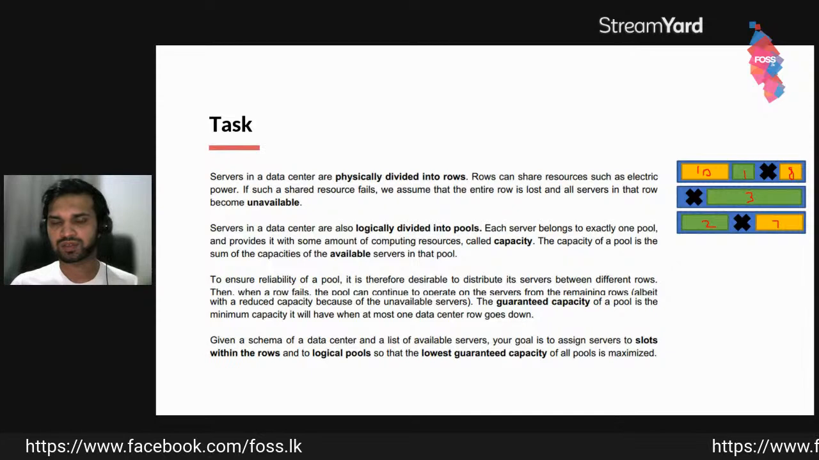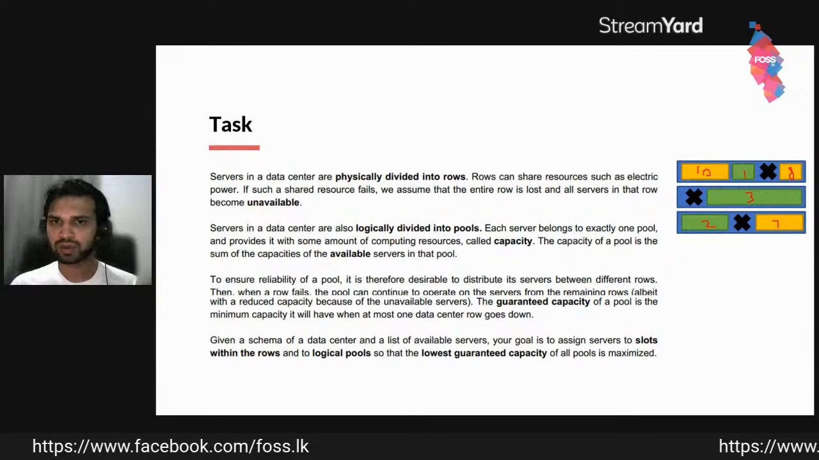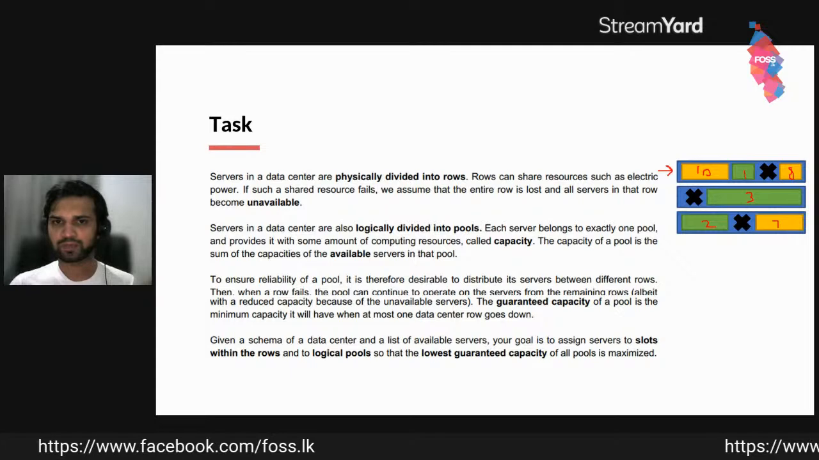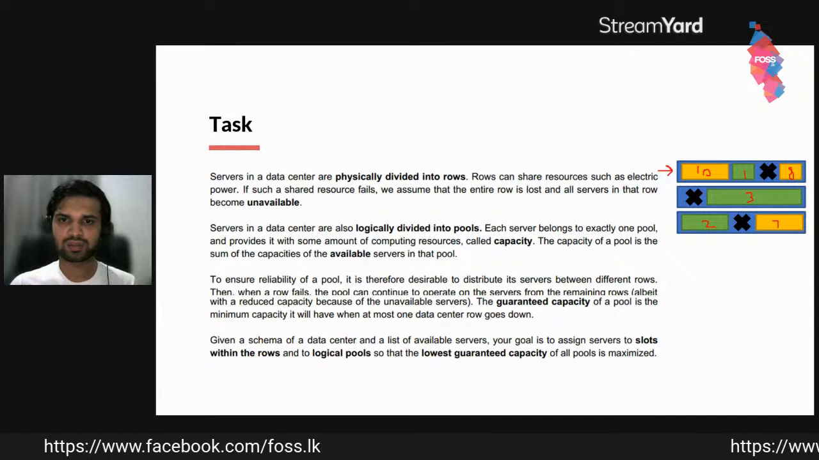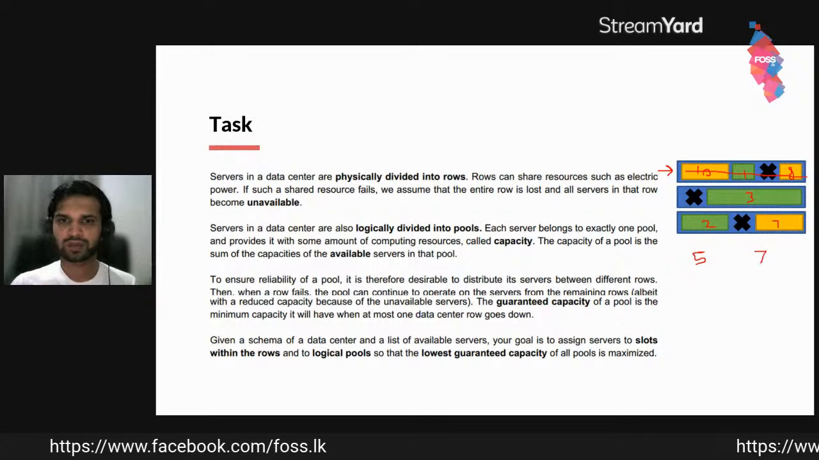So they have divided these servers into different pools. So in this example, there is a yellow pool and a green pool. Now, if the first row goes out, you have the second row and the third row, and the capacity of the green one and the yellow one, you can find out, like you can cut this out, and the capacity of the green one is 5, and the capacity of the yellow one is 7, like that.